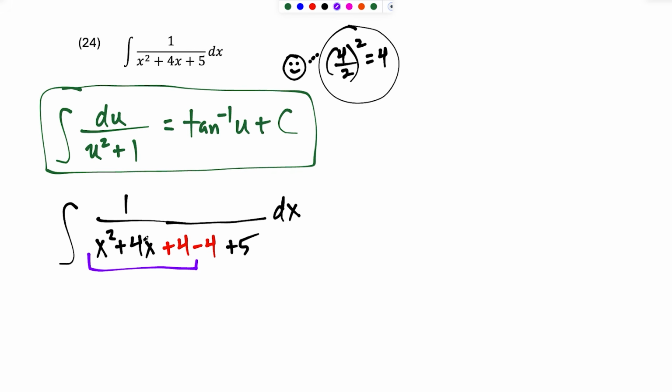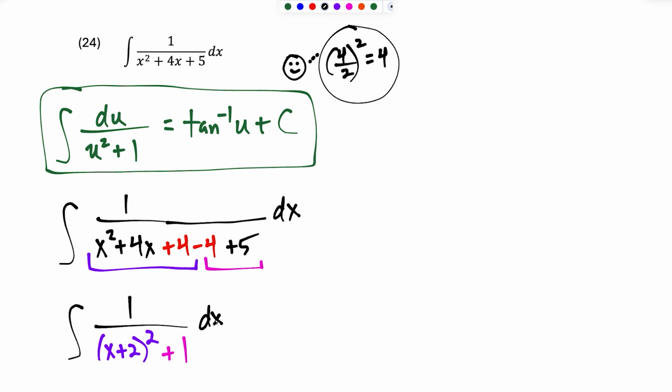The x squared plus 4x plus 4, that's a perfect square trinomial, and it's going to factor very nicely. So we're going to have 1 over, and then the stuff in purple is going to factor as x plus 2 squared. And then the rest here, the negative 4 plus 5, I could write as plus 1. If I were to expand this, I would get x squared plus 4x plus 4. And then if I do plus 1, that would give me the plus 5, matching exactly what we started with on bottom. And then, of course, we have the dx at the end.